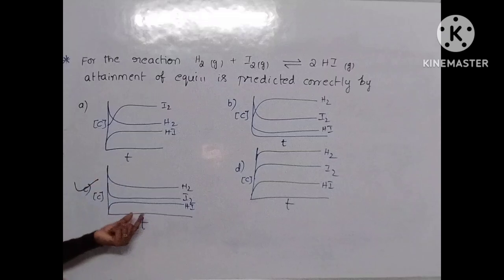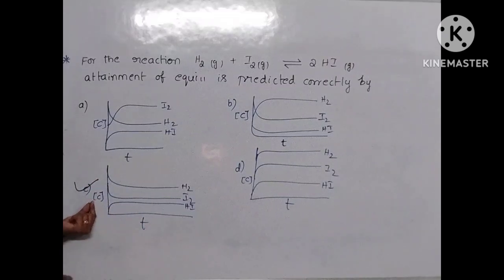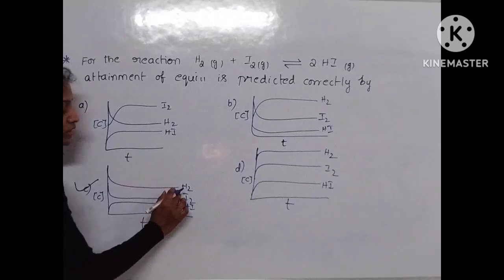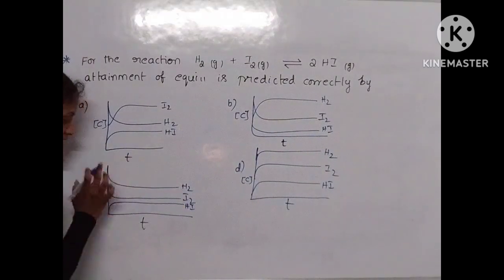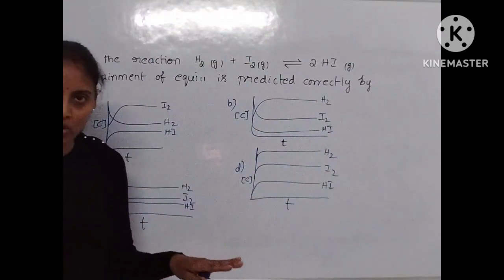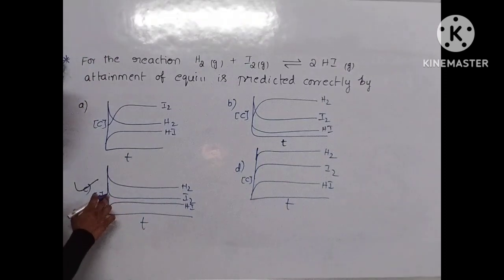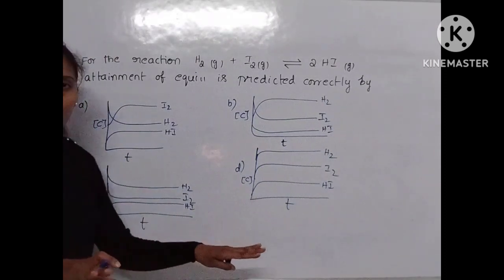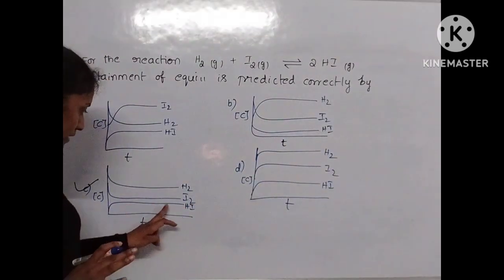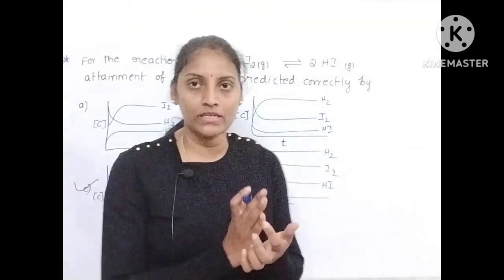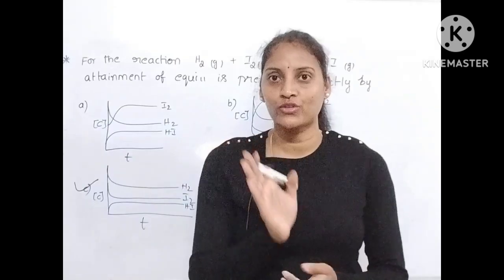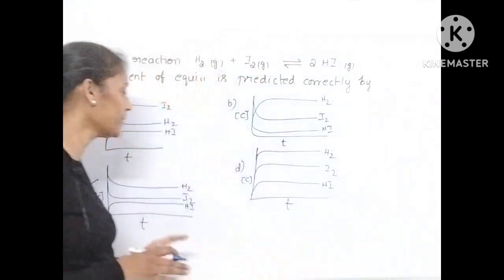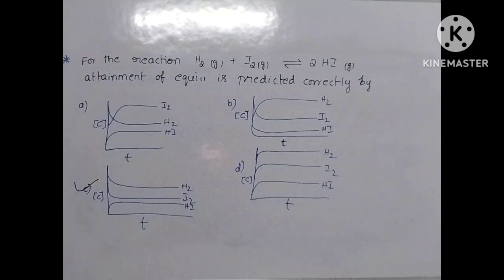See, here this is time t and this is concentration. The reactant hydrogen concentration decreases, and at equilibrium it continues as a fixed, constant value. Here also, the H2 concentration decreases and then becomes fixed, and then the HI value first increases and afterwards becomes equal to the H2 and I2 concentration. So this is the answer for this question.